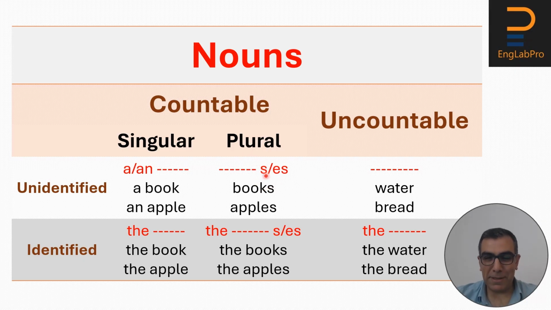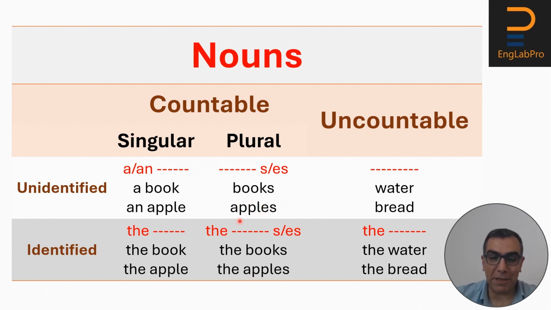Of course, most of the nouns, there are some nouns that become pluralized with some exceptional rules. So we say books or apples. Generally, we're talking about all the books. We're talking about all the apples. They are not known to us.